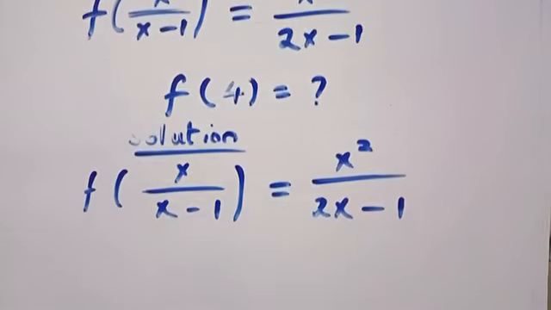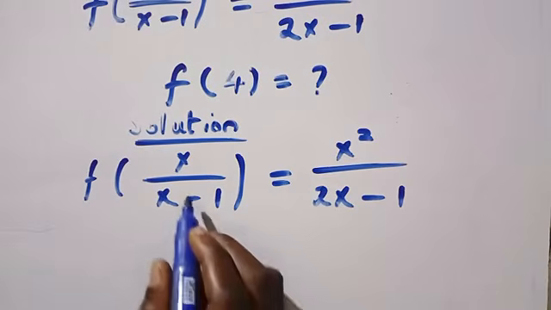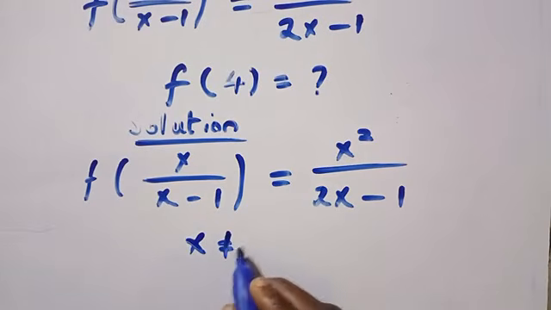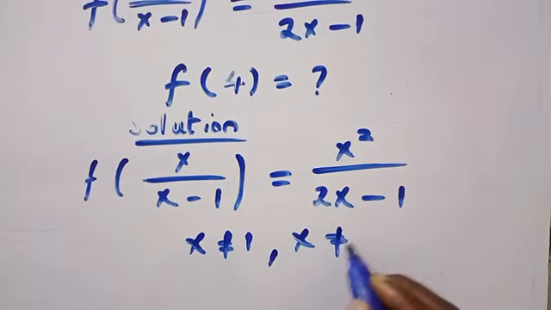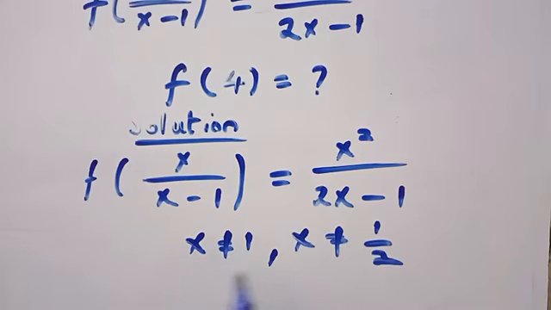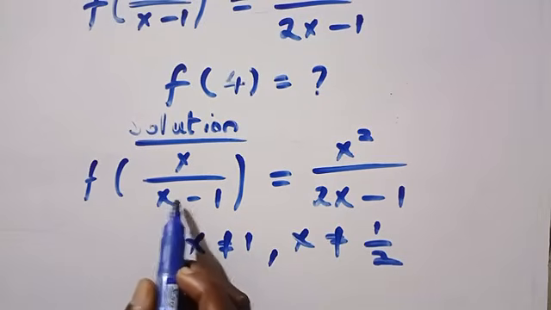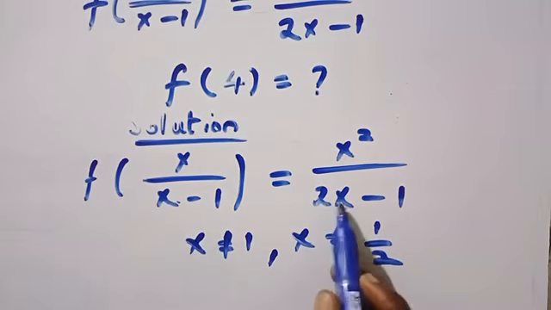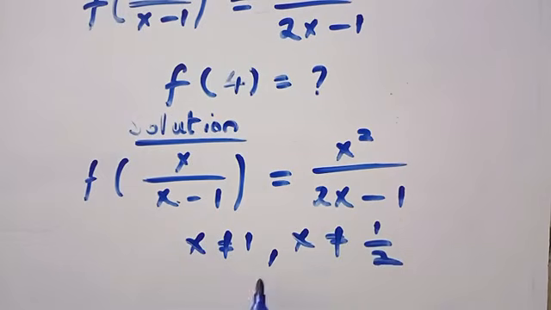So note that the domain of this, x is not equal to 1. And again, x is not equal to 1 divided by 2. So these two are not going to be included as part of our domain. If you plug in 1 here, we are going to get undefined. And if you plug in 1 over 2, we get undefined. So we have to exclude these two values. At x equals 1 and x equals half, they are not part of the domain. Then the other numbers are members of it.